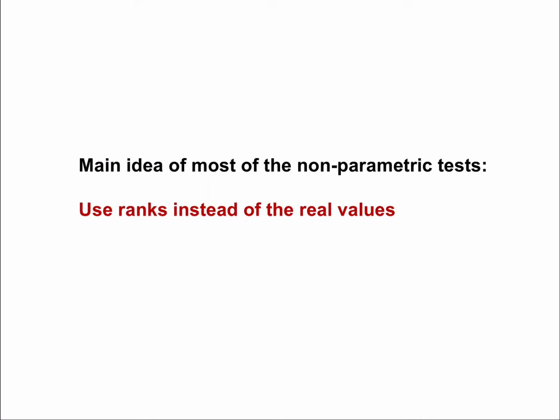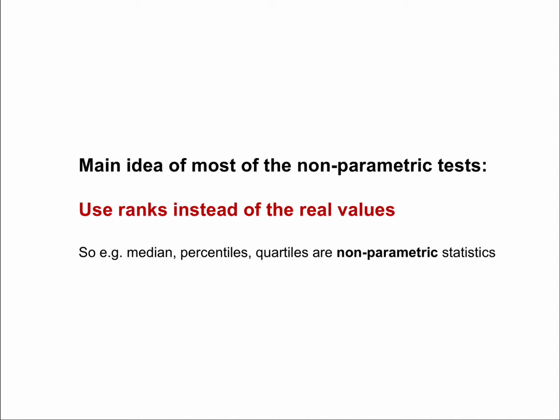First of all, the main idea of all the tests we are going to discuss today is ranks instead of values. You remember, rank is just the position of the value in the sequence when you order the values from the smallest to the largest, and then you can define a position of every value: 1, 2, 3, 4, 5. So we are going to use ranks instead of values. It means that you already know quite a few non-parametric statistics, like median, percentiles, quartiles. They are all based on ranks, and therefore they are non-parametric. They do not require any distribution.